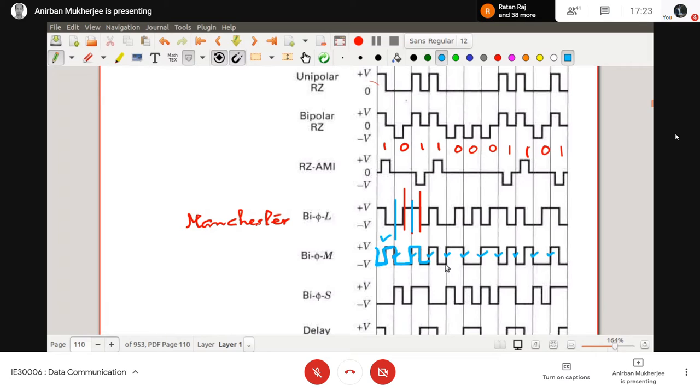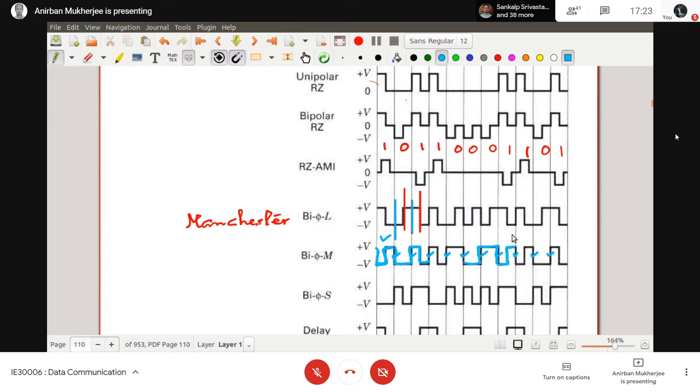Now 0 means, after the beginning transition, I will not do anything. Again 0 means I will do the transition at the beginning, then I will not do anything. Again 0 means I will do the transition, because at the beginning I have a transition always, whether it is 1 or 0. Then again 1, you see that initially at the beginning I have to do the transition. I have done the transition, and 1 means at the middle there will be a transition.